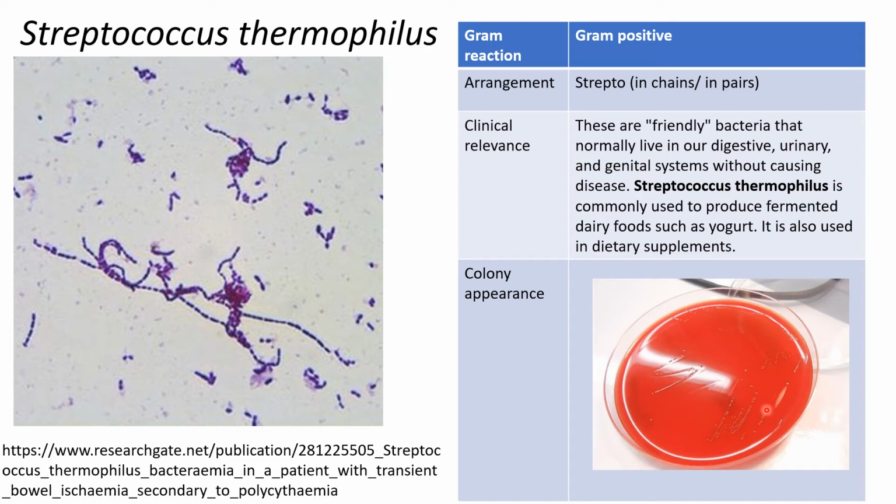Okay, so this is the appearance under microscope. And of course, when I look at the picture it looked like rods, but actually it's cocci, maybe due to the magnification. And this is the appearance on blood agar plate.